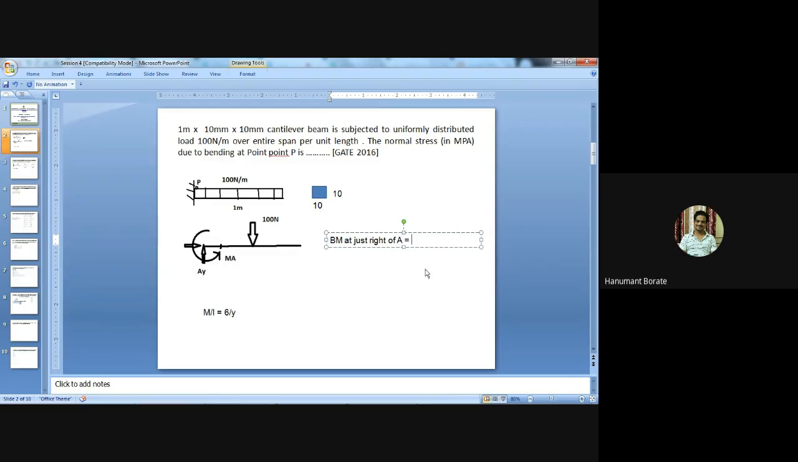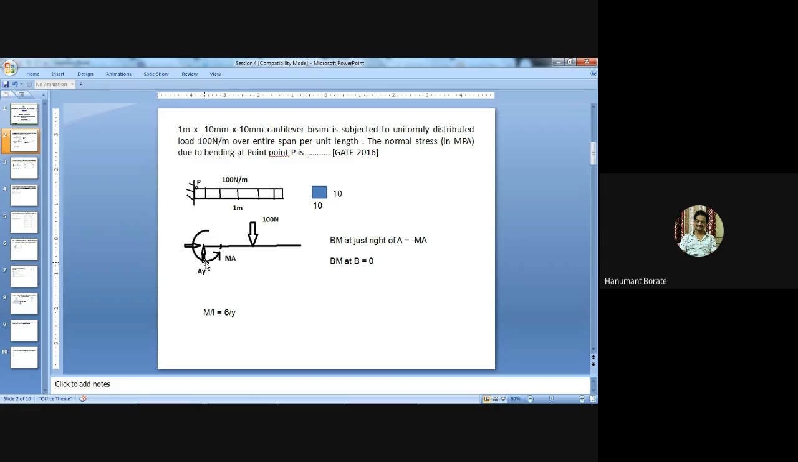Bending moment just right of A equals minus MA. So we need to calculate the value of MA, and the bending moment at B equals 0. As per the bending moment diagram, the bending moment is maximum just right of A. The bending moment at point B, the extreme right point, equals 0.